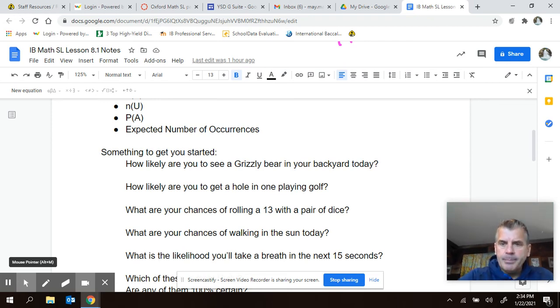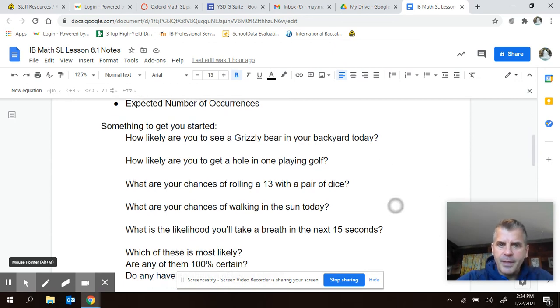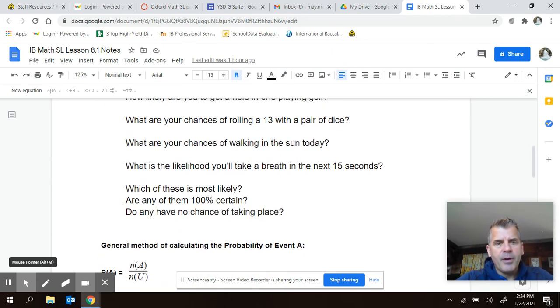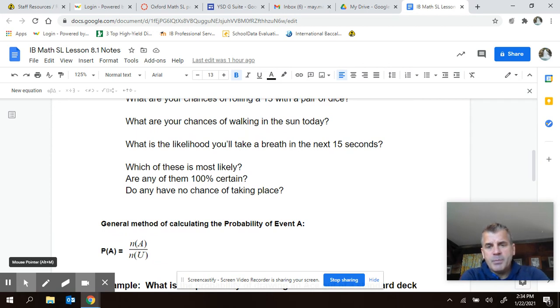I hope you took a little bit of time to look at those and think them through a little bit. Now I have 3 follow-up questions to that. Which of these is most likely? That would be something you'd want to answer for yourself, and just use your gut instinct there. Are any of them 100% certain? We 100% know that you're not going to get a 13. So there's 0% chance of you getting a 13 when you roll a pair of dice. And that actually answers the third one there. Do you have 0 chance or no chance of something taking place?